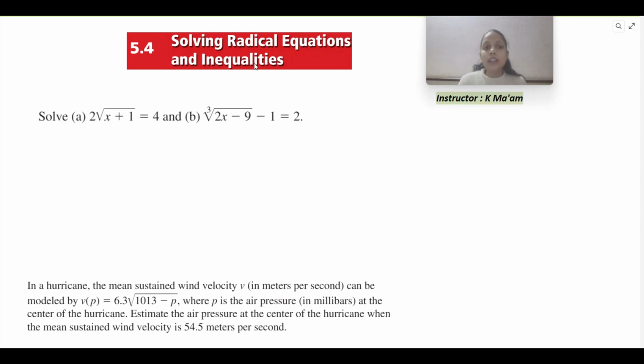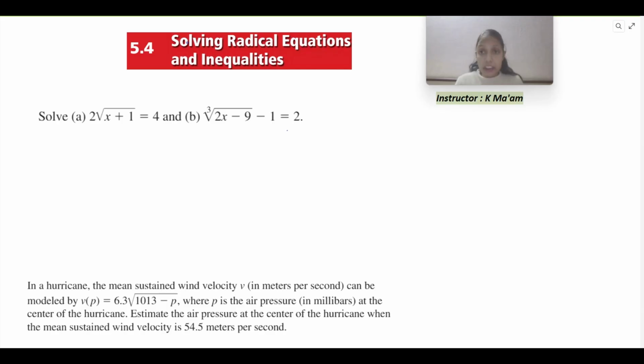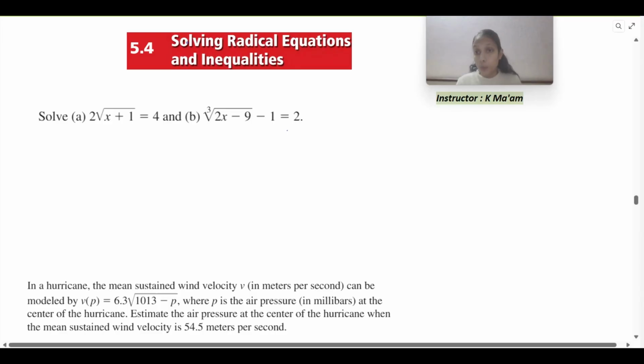Hello everyone, now we will start 5.4. In this exercise, we have to solve the equations and inequality. Radical equations mean you are provided something with some rational power or maybe nth root, and that is equal to something. We will try to solve or find the value of the unknown variable. So the first step is to try to isolate that variable.